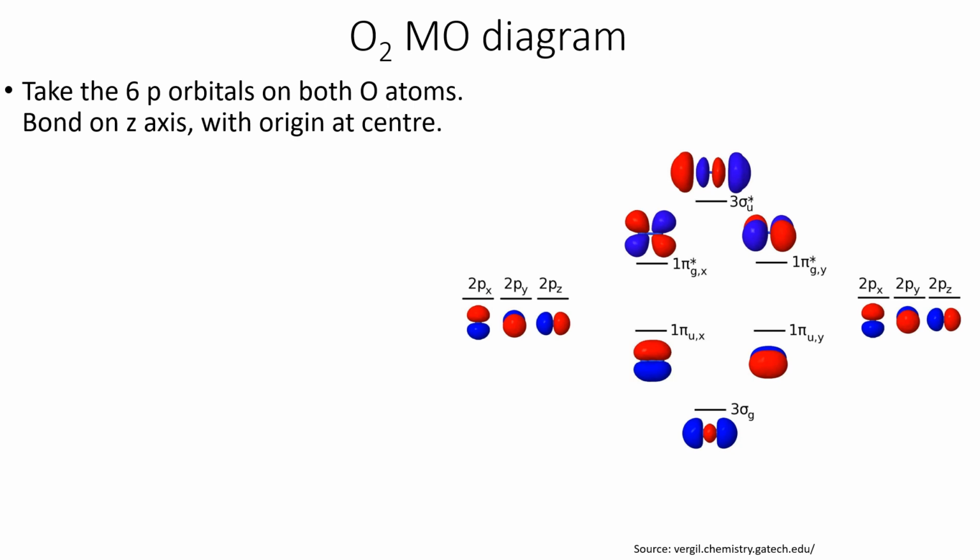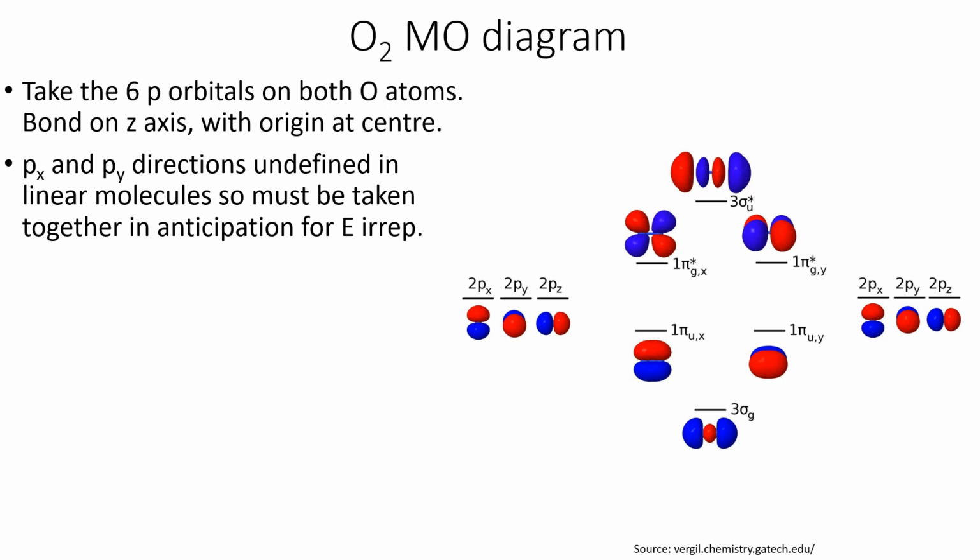Right, now in terms of actually arriving at this through a representation, what we're going to do is just consider the 6 p orbitals. So 3 p orbitals on each oxygen atom. We're going to take the two together. Of course, we're going to call the internuclear axis the z-axis. We'll call the origin of our system the midway point along the bonds.